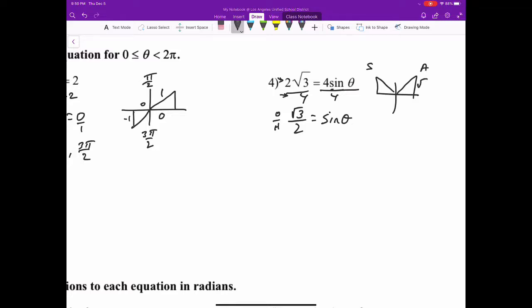My opposite is square root of 3, hypotenuse is 2, and we're left with a 1 and negative 1. We see that's 60 degrees. So our first angle is really just 60 degrees. Our second angle is 120. And rewriting this in radians, theta is equal to π/3 and 2π/3. And again, these problems only wanted between 0 and 2π.